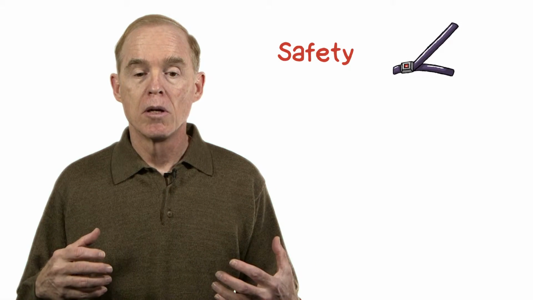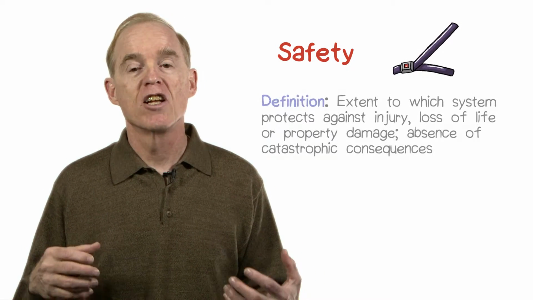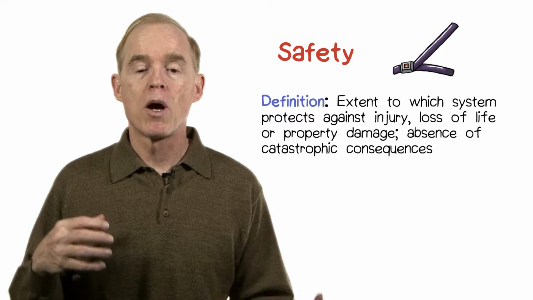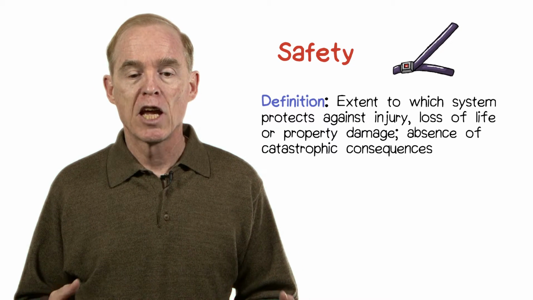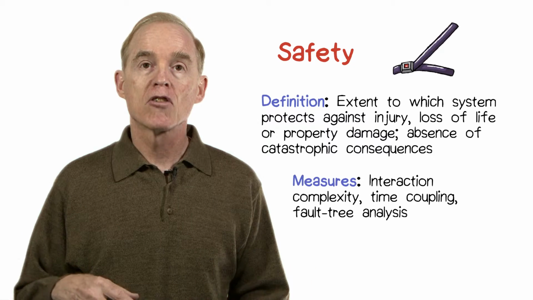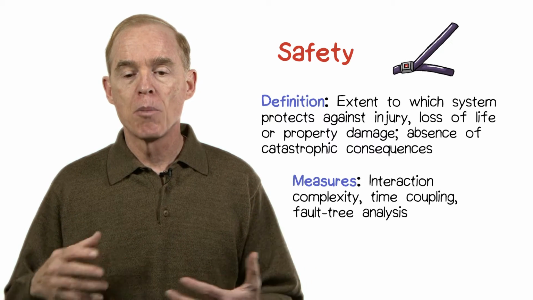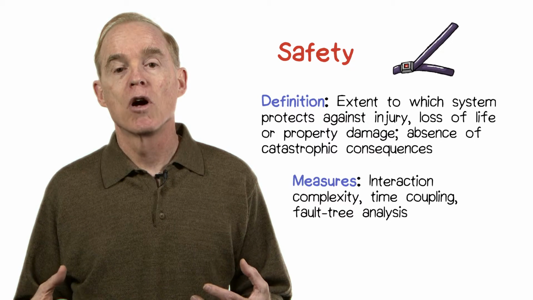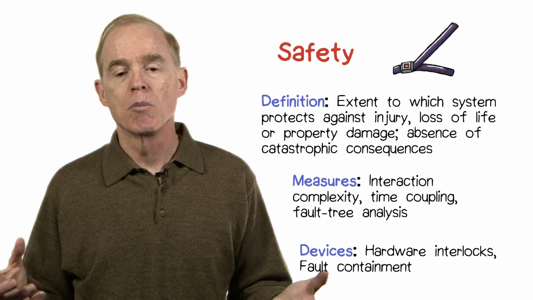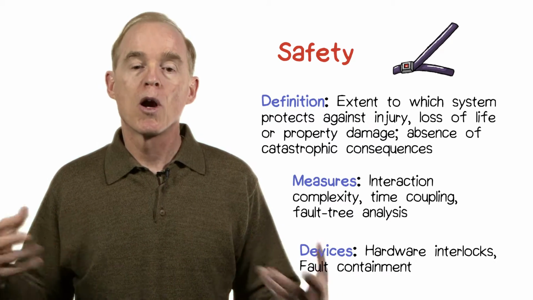Software safety is the extent to which a system protects against injury, loss of life or property damage, absence of catastrophic consequences. It can be measured in terms of the complexity of the system, the time coupling, and by fault tree analysis. Some of the devices include hardware interlocks in the case that the particular system has peripheral hardware devices, and fault containment strategies.